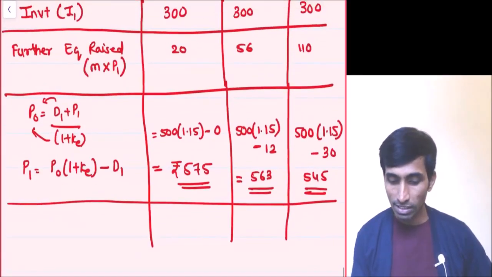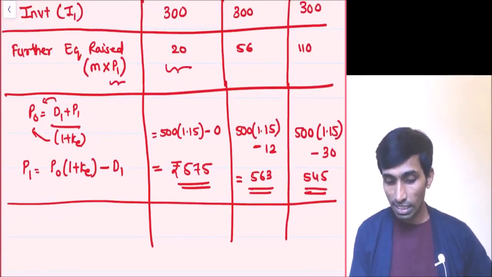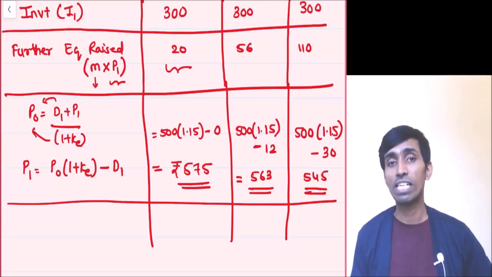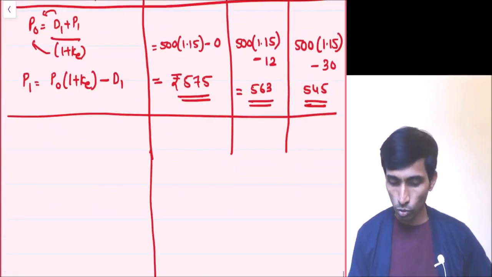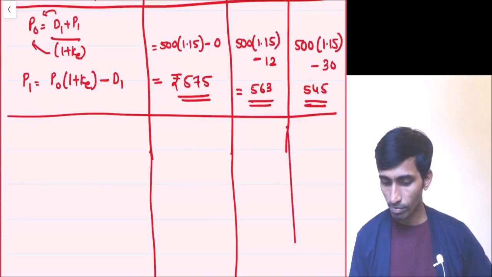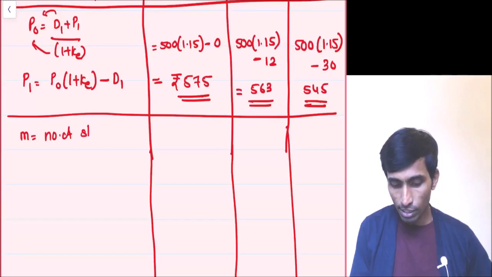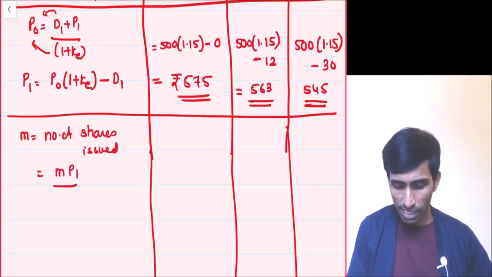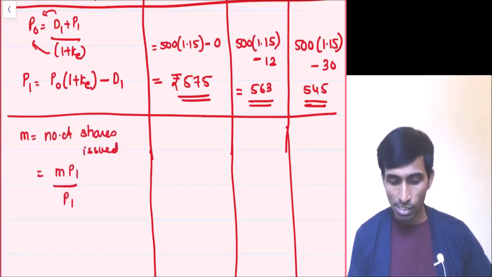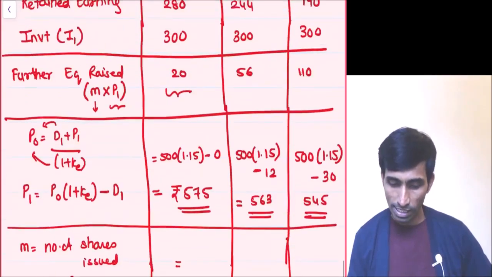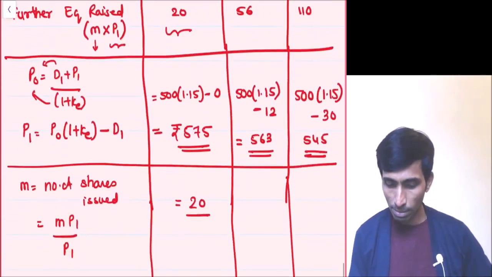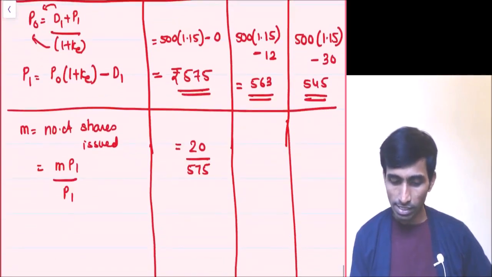Understand? I know the value which I have to raise, and this is the price at which I'll raise. Can I get the number of shares? Yes, the number of new shares issued. M is equal to the number of shares issued, that is MP1 divided by P1. MP1 was 20 divided by the price of 575. Okay, this is in crores.